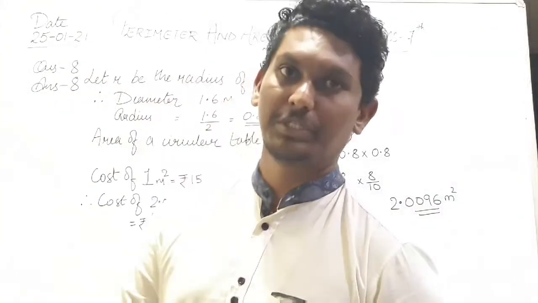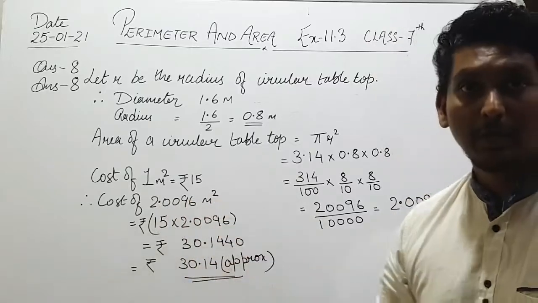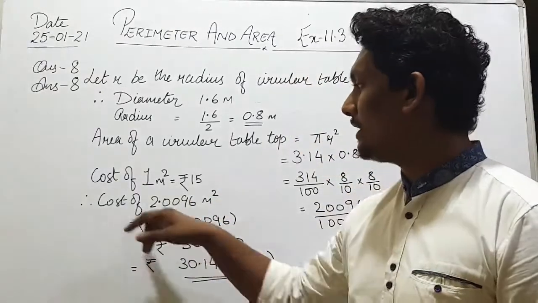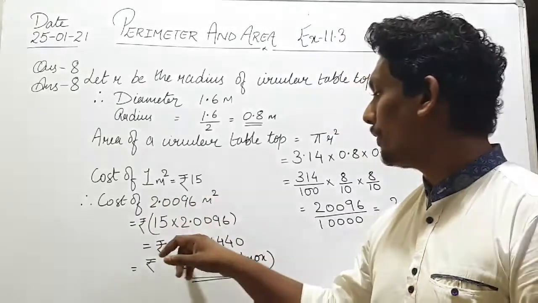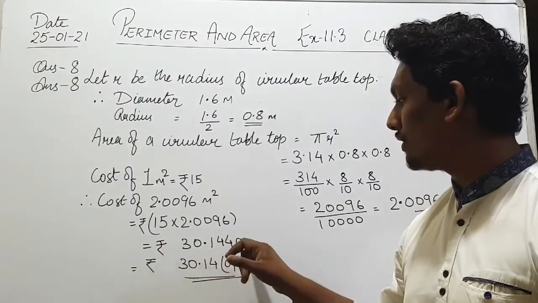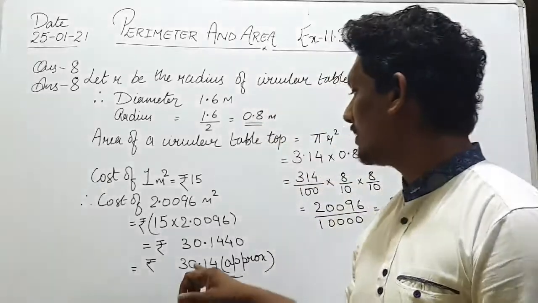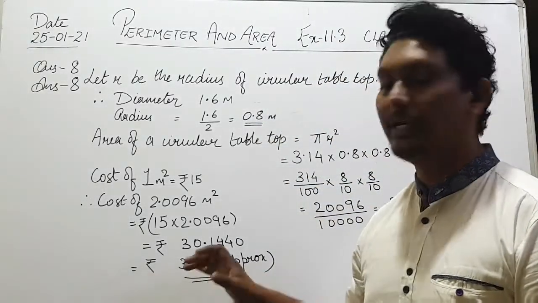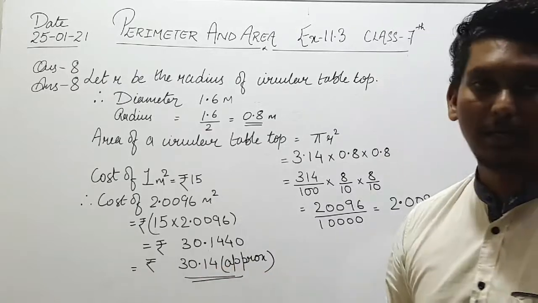Cost of 1 meter square is given as rupees 15. So we have to find the cost of 2.0096 meter square, right? So for finding that, just multiply rupees 15 with 2.0096. So you will get 30.1440. Here we are going to take the approximate value. Approximate value means 30.14. After the decimal, 2 numbers we are going to take. So this is the final cost.